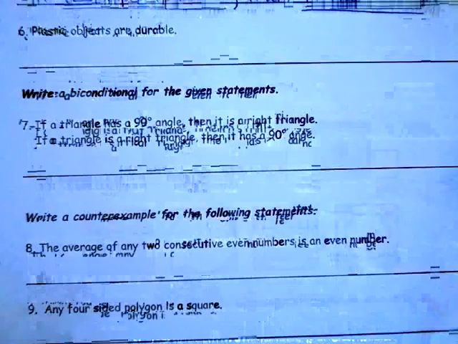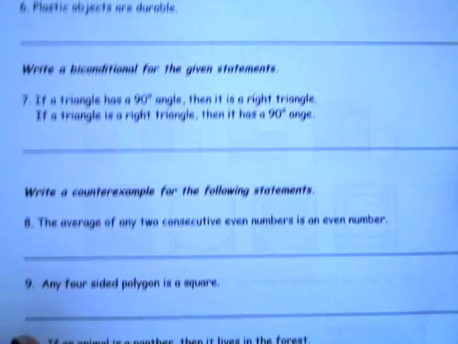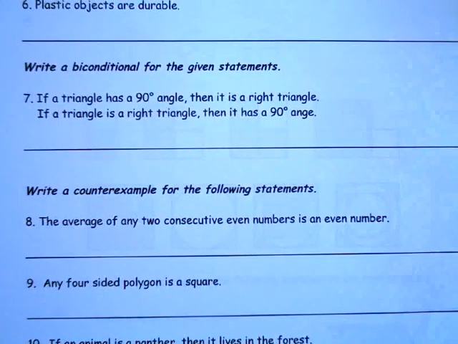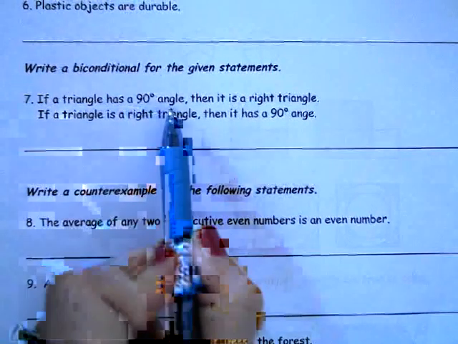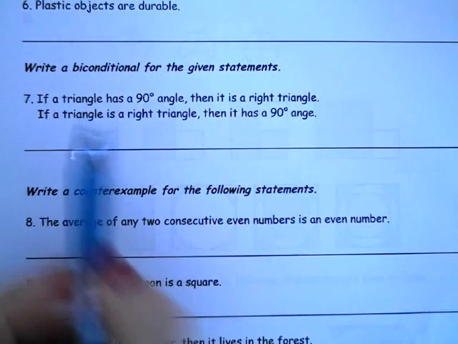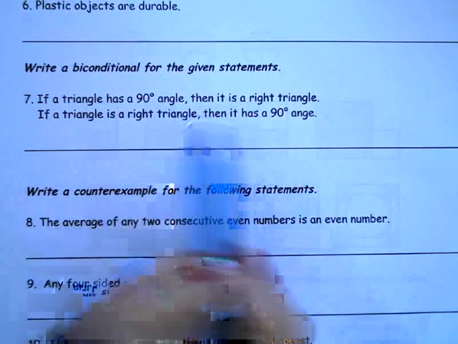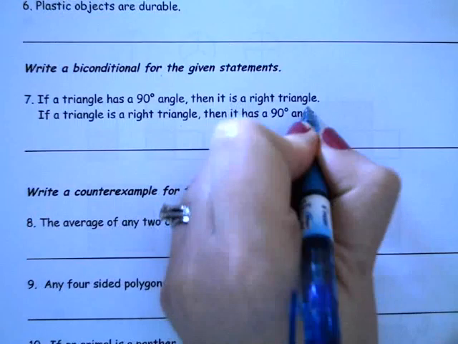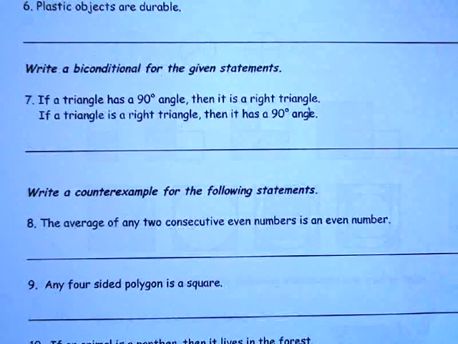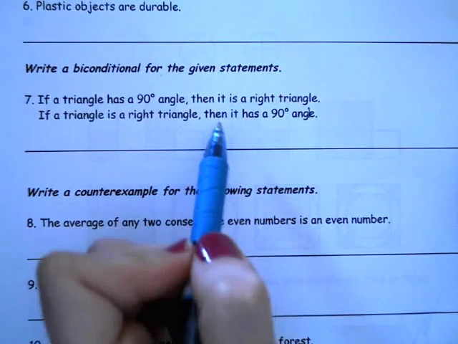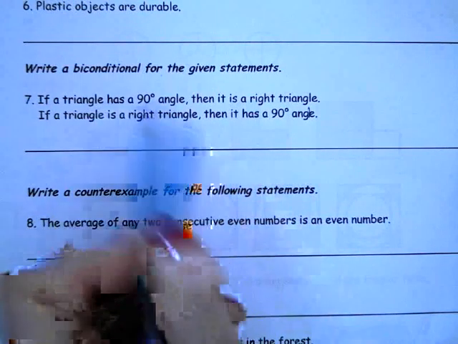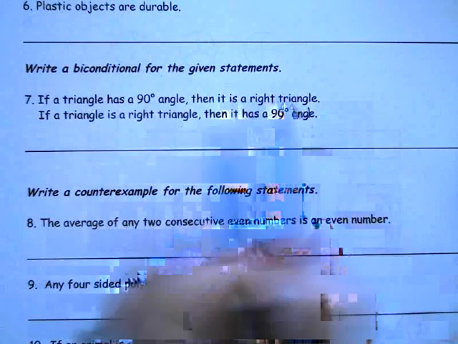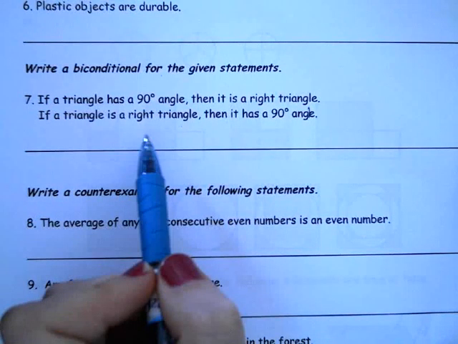Number 7, write a biconditional for the given statements. If a triangle has a 90-degree angle, then it is a right triangle. If a triangle is a right triangle, then it has a 90-degree angle. That's supposed to say angle. These sentences are basically saying the same thing. One is just the conditional and one is the converse, the flipped version of that.